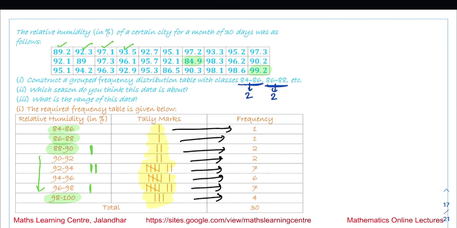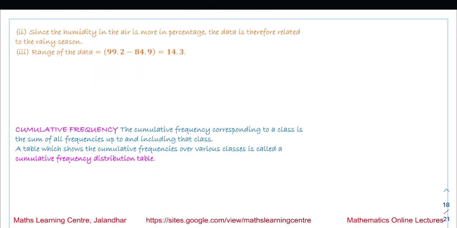The next thing that is being asked is, which season do you think this data is about? So what we can see from this is that most of the frequencies are lying close to 100. That is the more humid season we are talking about. So more humid means this is the data related to the rainy season.